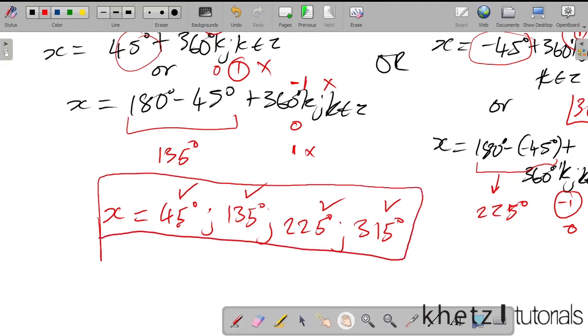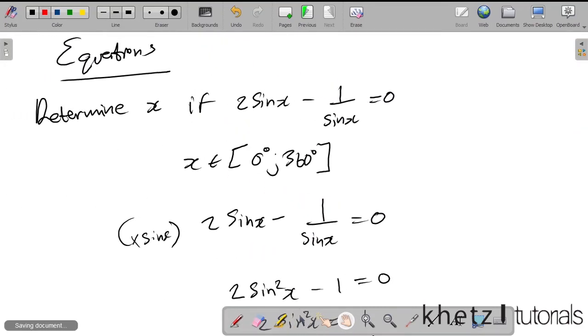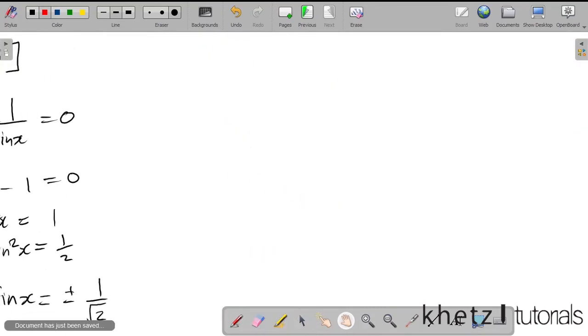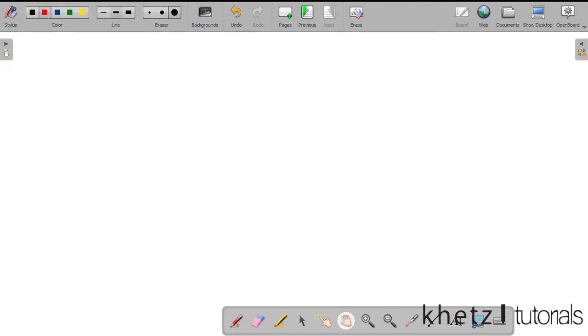So you should always check your solutions when you're given a range or a restriction. That is what I basically wanted to show you in this example: you should always check your solutions and make sure that they are in keeping with all of the restrictions which are given to you in the question.